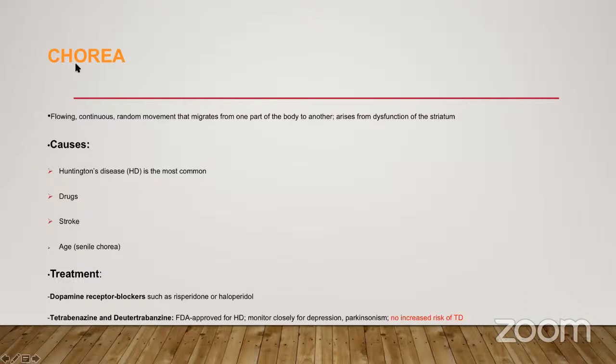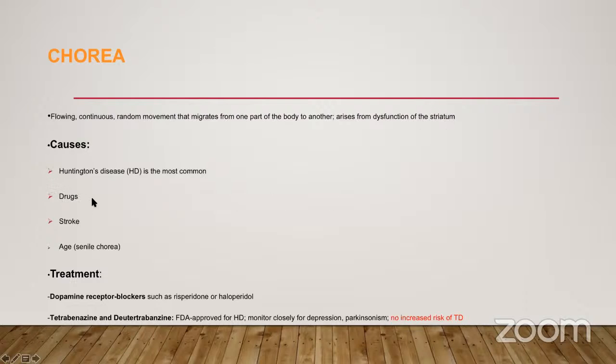The other movement disorder is chorea. The definition of chorea is usually flowing, continuous, random movement that usually migrates from one part of the body to another. The main dysfunction is in the striatum. The main cause is Huntington disease, where we have striatum dysfunction, and also drugs.